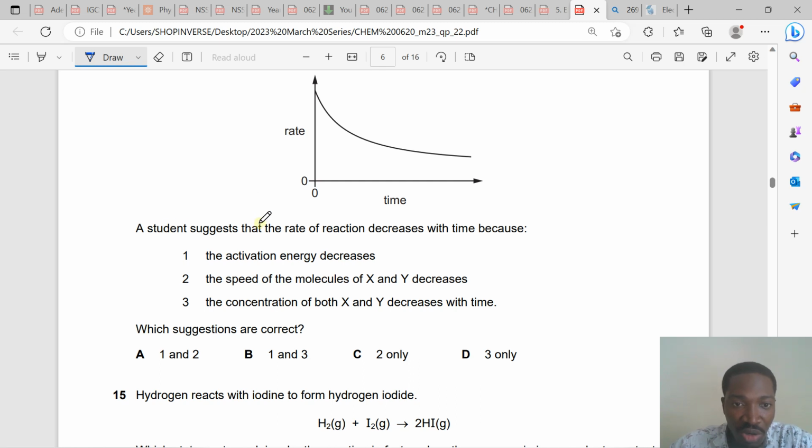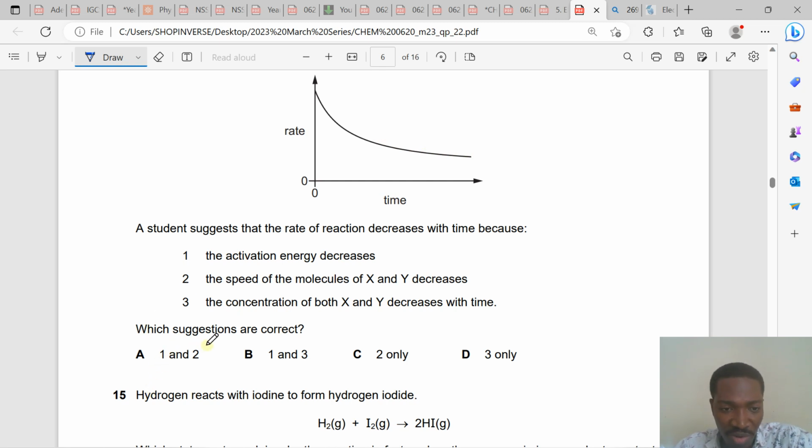A student suggests that the rate of reaction decreases with time because number 1, the activation energy decreases. Number 2, the speed of the molecules of X and Y decreases. Number 3, the concentration of both X and Y decreases. Good. So when the concentration is decreasing, then it causes the rate of reaction to decrease. Yes, so that's the correct one.